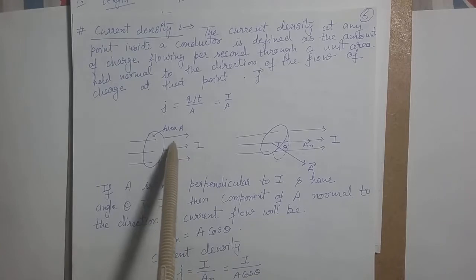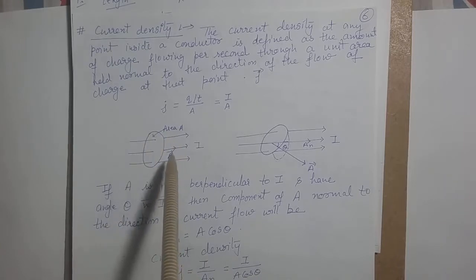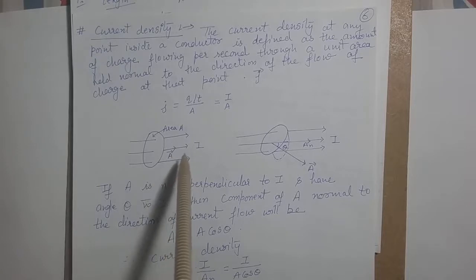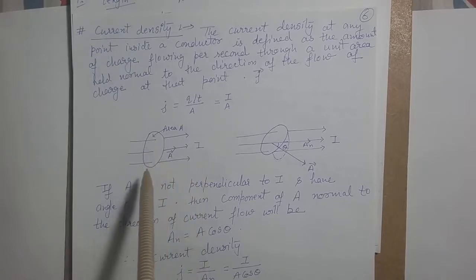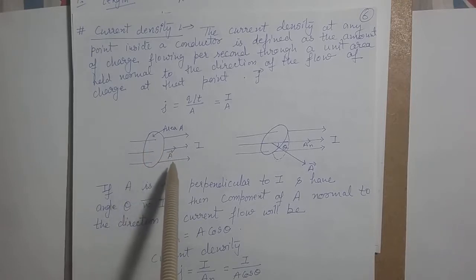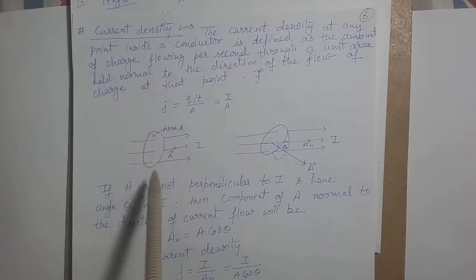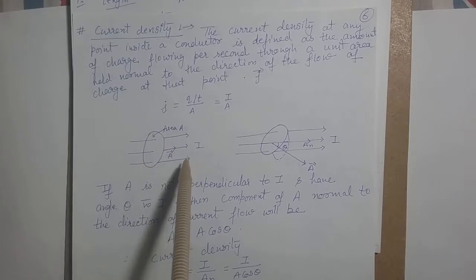So here in this figure we are considering an area A, and this is the direction of flow of current. Now what we are saying is that the direction of this area, that is this vector A, the unit vector A, is along the current, or we can say that the area is perpendicular to this current.